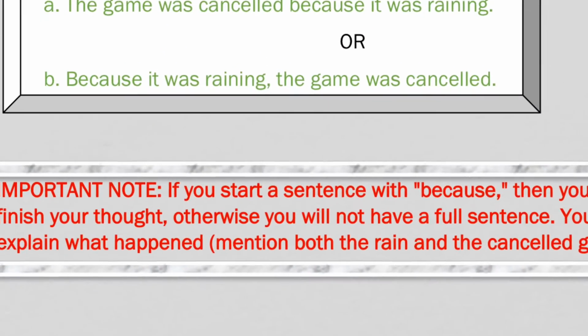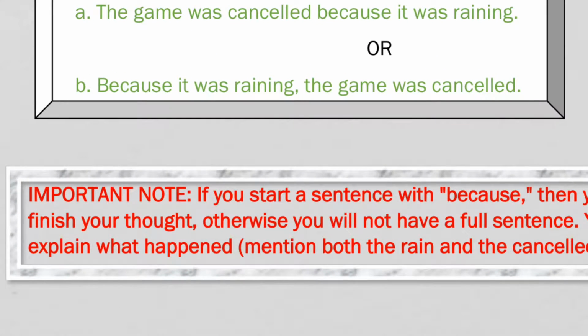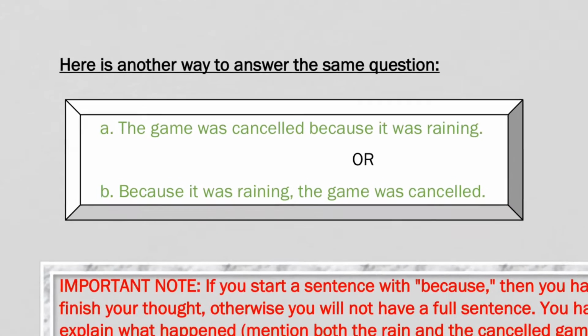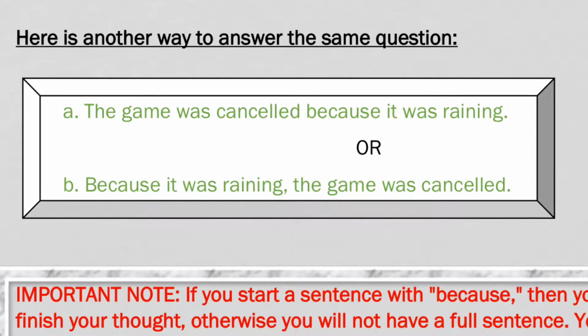So if I look at B here, where I started with because, here's another way to answer the question. This would be the way to answer the question fully. Because it was raining, comma, the game was canceled. We need to say the game was canceled in order to have a full thought. In order to have a complete answer, we need those words. So to make sure that you're answering a question fully, I recommend putting the word because in the middle of the sentence. So something like A here. The game was canceled because it was raining.